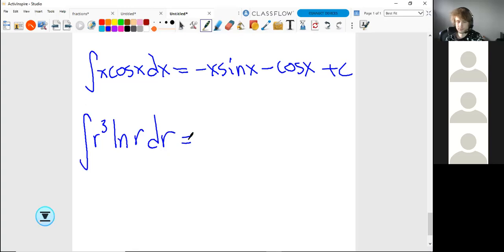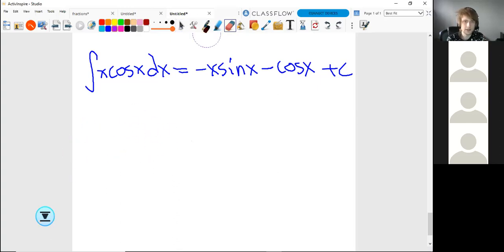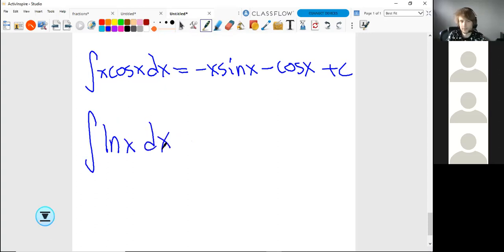Getting an or doing a derivative and getting a natural log is hard, at least from what I've seen. Actually, let's do this example first. What's the derivative of the natural log? What's the integral of the natural log?